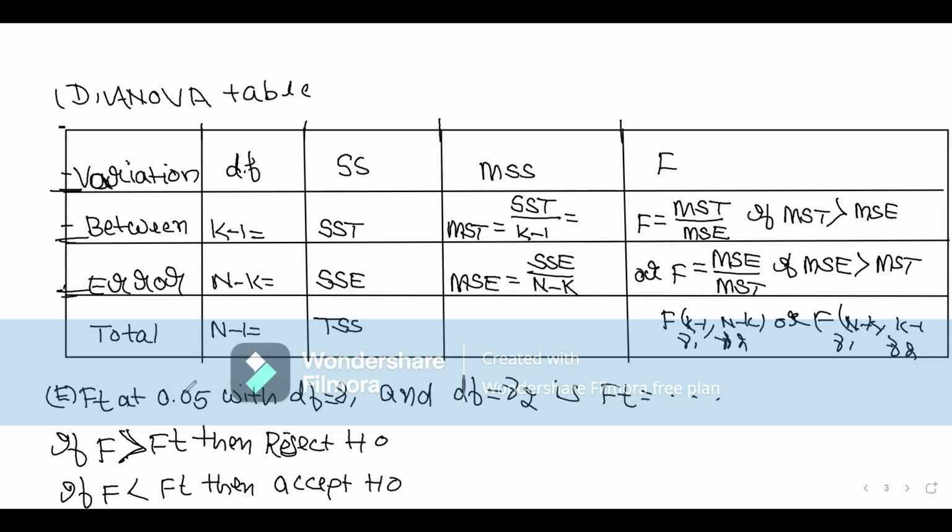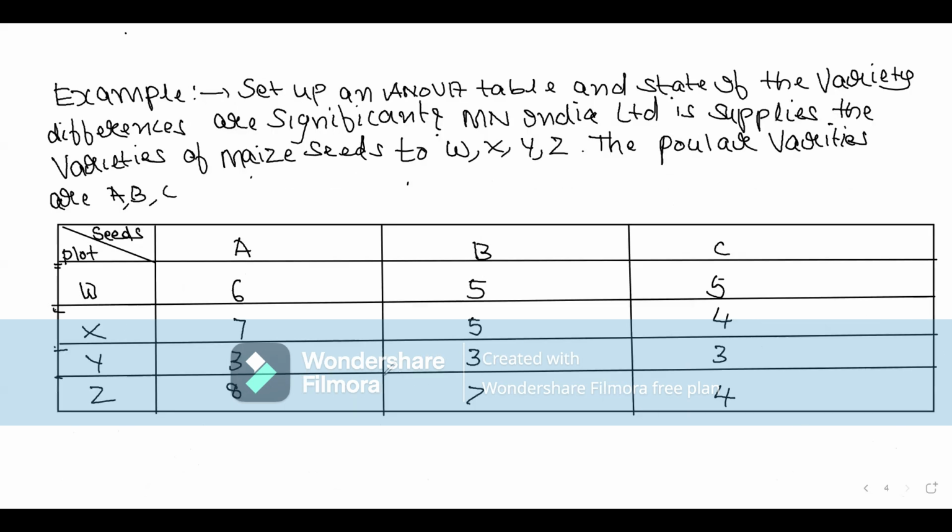Then F at 0.05 with degrees of freedom mu1, mu2, and its value is coming from the table. Now the calculated value is here, F. Now you take the F here. If it is greater than Ft, this value, then reject the hypothesis. If F is smaller than Ft, then accept the hypothesis. Now we can go and solve one problem.